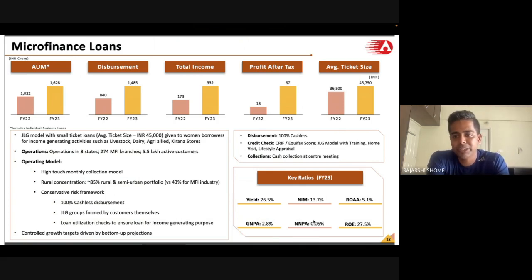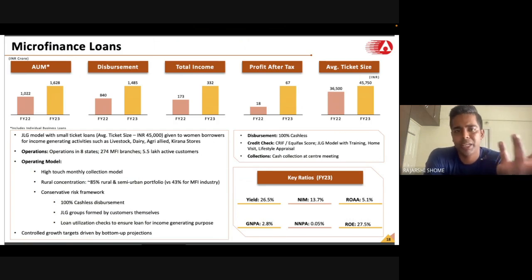And then again, if you come to these key ratios, you see the net interest margin, the margin is 13.7%. So Arman raises capital at a higher rate, correct? Because of course you understand, right? Arman is considered to be more risky than, say, for example, an HDFC bank or an SBI. Arman doesn't have a CASA franchise, right? So they will have to take money at a higher pace.